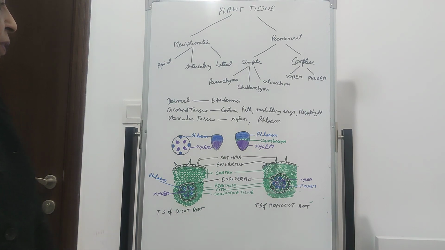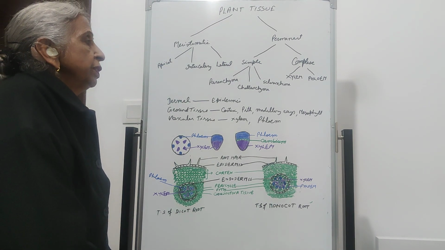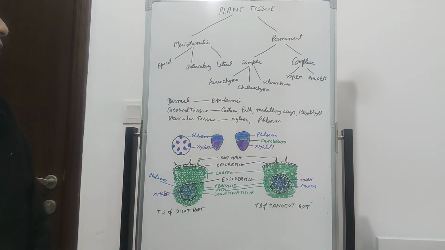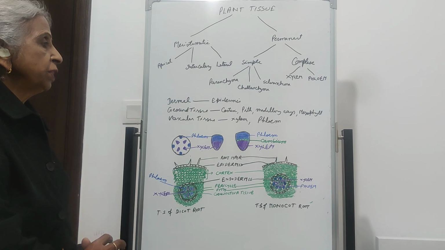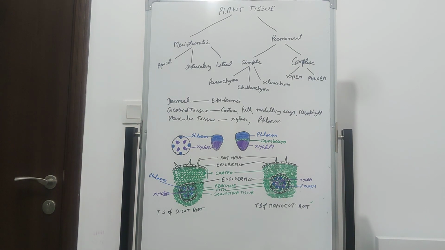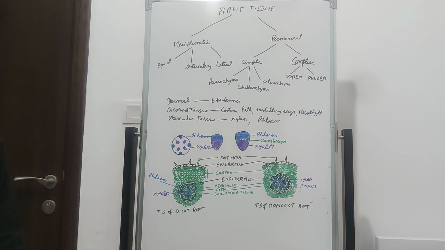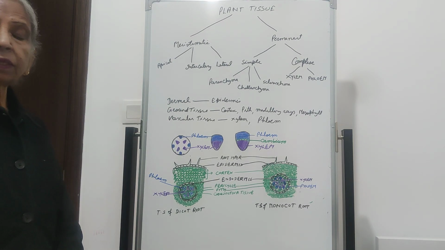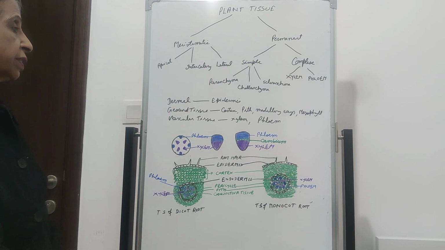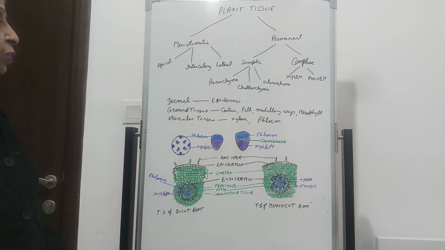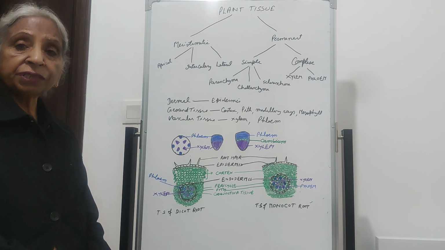So this is all about complex permanent tissue. Xylem and phloem, when present together, form a bundle called the vascular bundle. Depending upon the location, plant tissues are of three types: dermal tissue, ground tissue, and vascular tissue. Dermal tissue consists of the epidermis, the uppermost covering of the root, shoot, and leaf. The cells are compactly arranged with no intercellular spaces. They bear hairs.